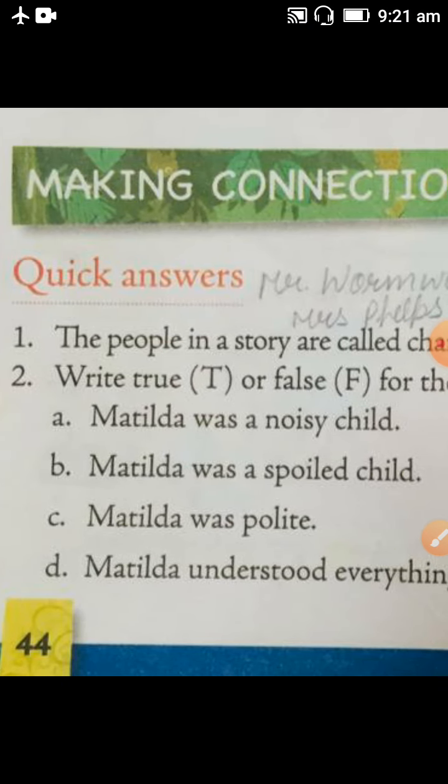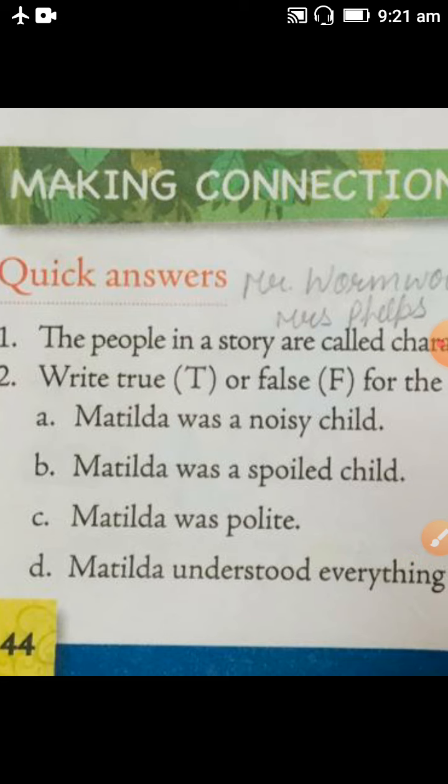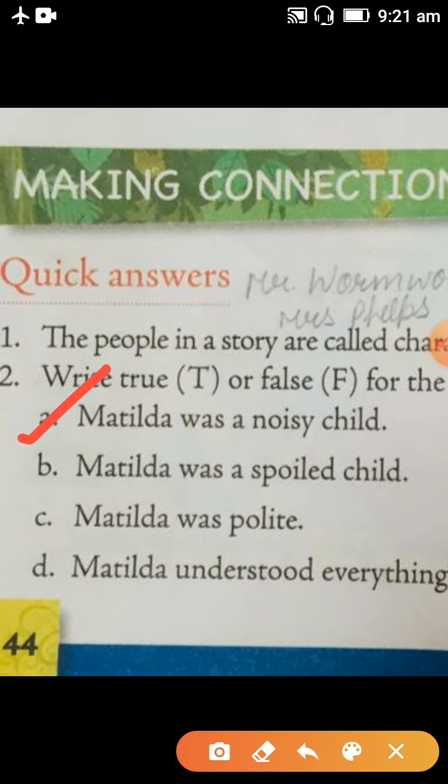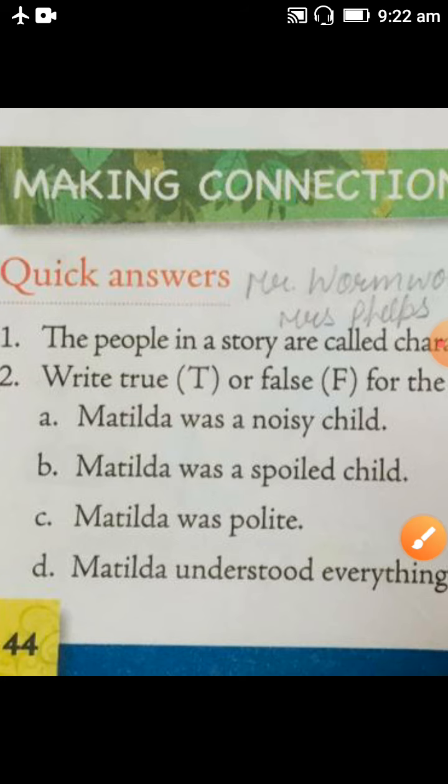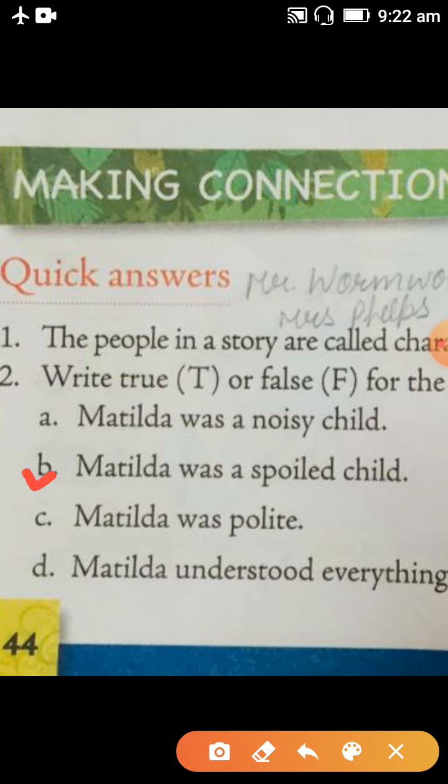First we will do true false. The first sentence is, Matilda was a noisy child. No, she was not a noisy child. She was a book lover and she used to sit in a cozy corner and she read all the children book. So it is false. Next one is, Matilda was a spoiled child. No, she was not a spoiled child. It is also false.